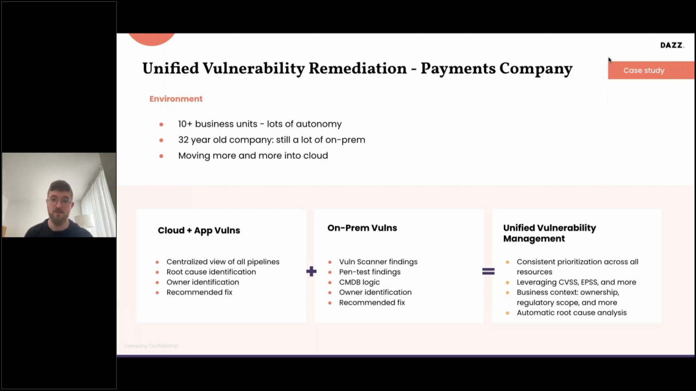I think that the level of transparency that we can create through all of those different factors and the consistency that we can build actually helps them scale that vulnerability remediation program that they've built.